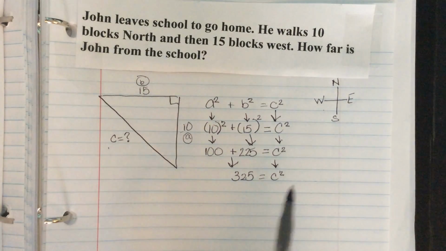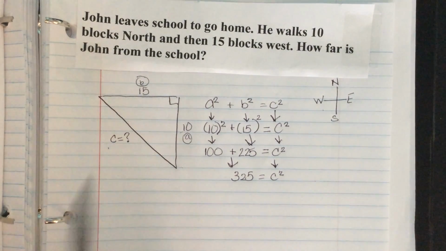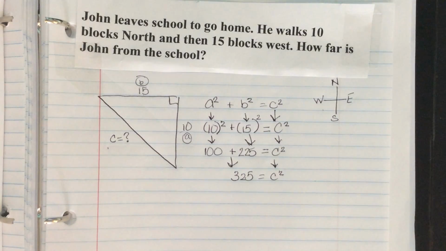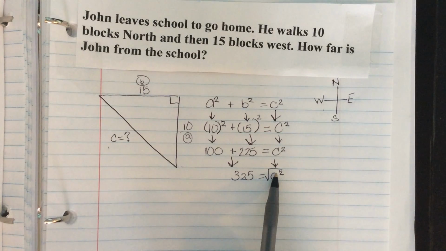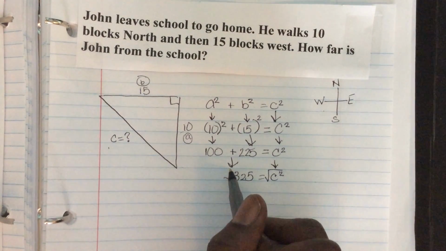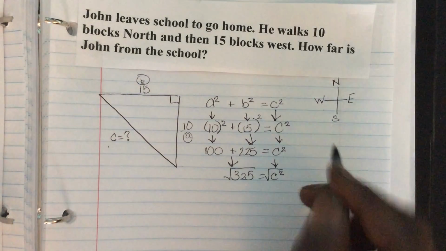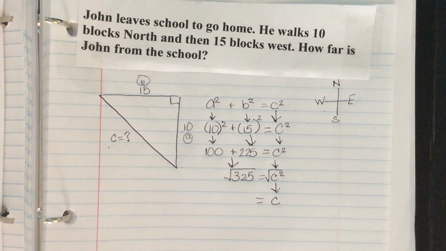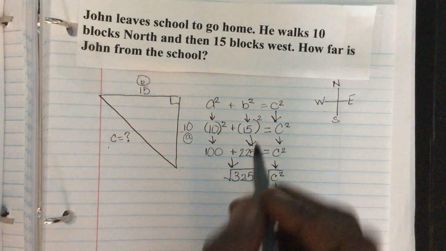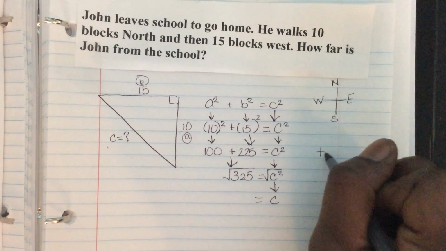Now remember, this c squared is two c's, c times c, and I just need to find one of them. And in order to do that, I have to take the square root of c squared, and whatever I do to one side of the equation, I have to do to the other side of the equation. And I know that the square root of c squared is just c, when I just take one of them. And I know that the square root of 325 is a very, very long decimal. So now let's say they want you to round to the nearest tenth.